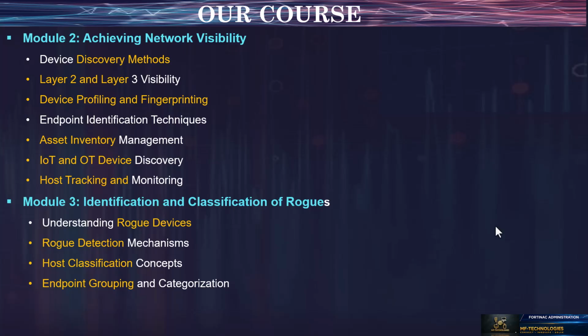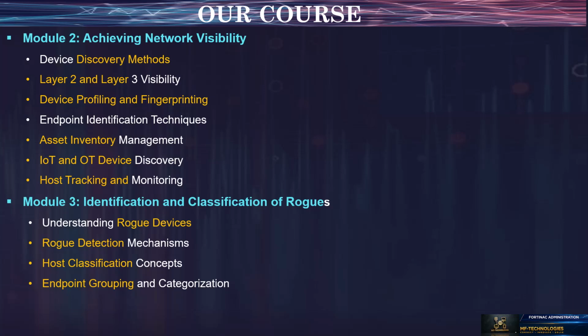Once Fortinet discovers every device, the next step is determining which devices should be trusted and which ones should not. This is exactly what we will cover in the next module, Module 3. In Module 3, we will focus on one of the most important security functions of Fortinet, identifying unauthorized or rogue devices. Every organization eventually faces the problem of unknown devices appearing on the network. These could be unauthorized laptops, personal devices, unmanaged IoT equipment, or even a malicious system intentionally connected by an attacker.